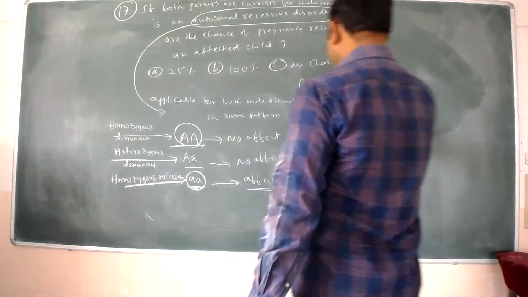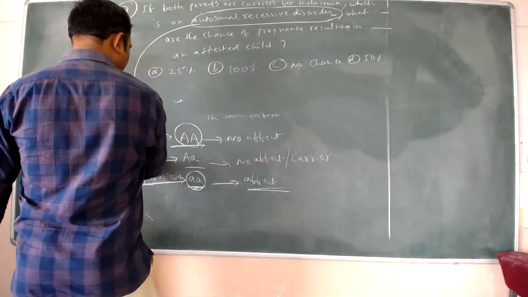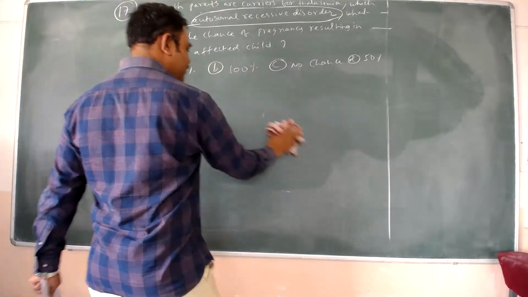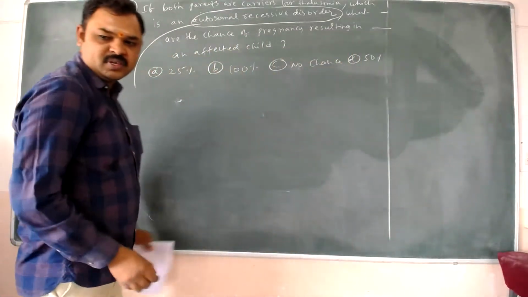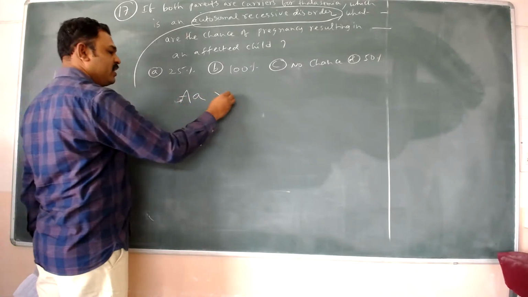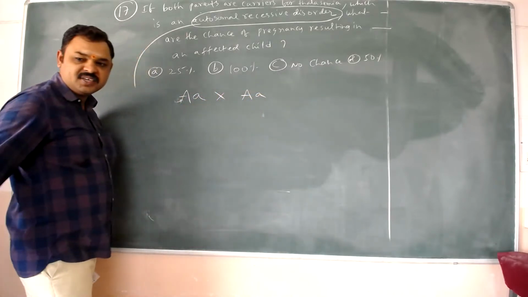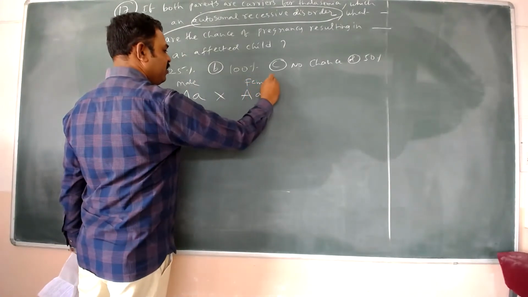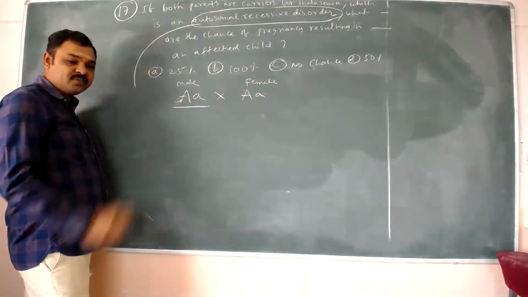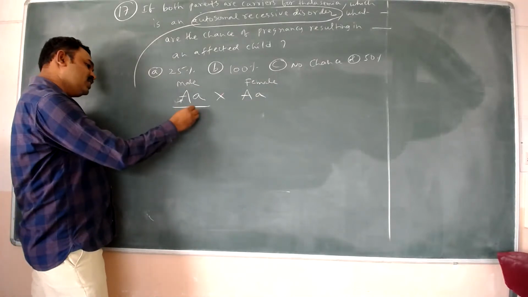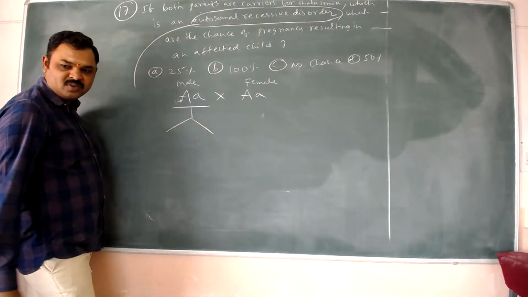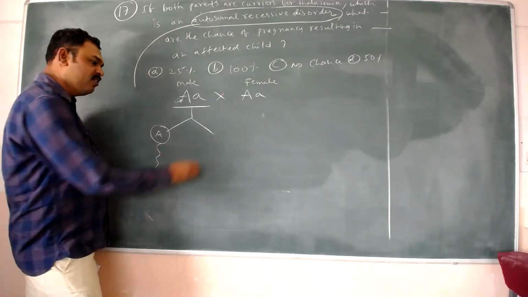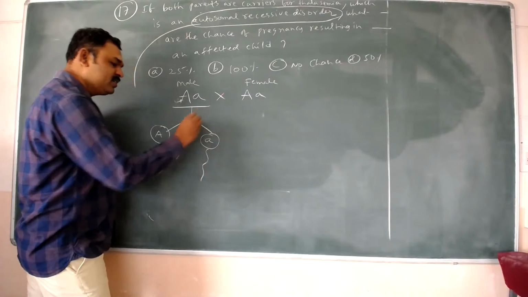What is the cross? You see, this is a carrier genotype. Here, thalassemia carrier into thalassemia carrier. In this, one is the male parent, another one is the female parent. From the male parent, how many types of sperms will come? Heterozygous condition means two types of sperm. 50% sperms have a dominant allele, 50% sperms have a recessive allele.